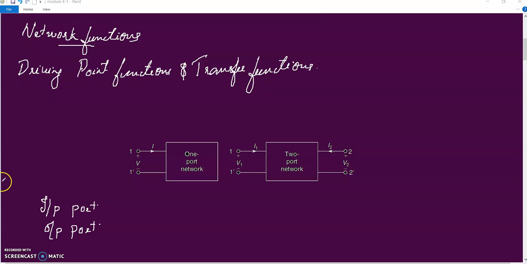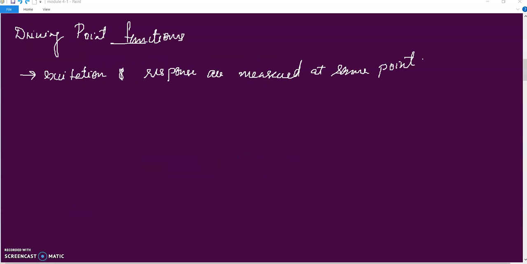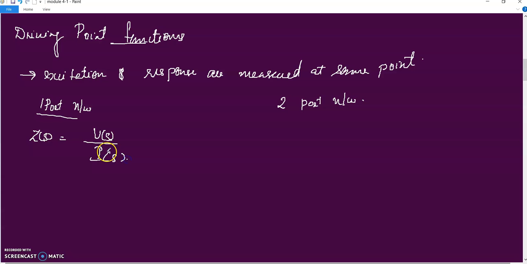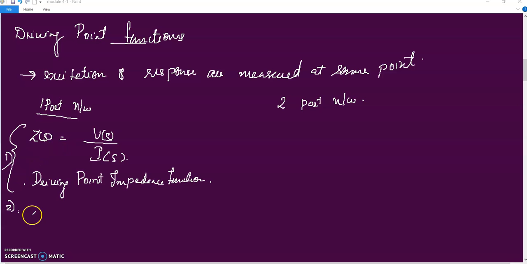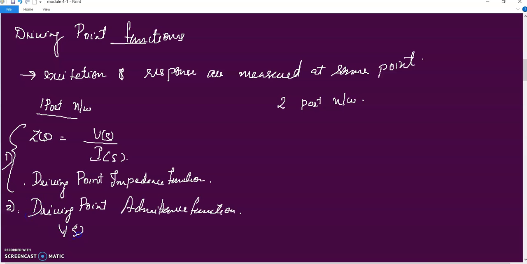First let us see driving point functions. For driving point functions, the excitation and response are measured at the same point. It can be specified for one-port network and two-port networks. For one-port network, we can write Z of S is equal to V of S by I of S, and this is called driving point impedance function. The second one is driving point admittance function, Y of S is equal to I of S by V of S. These are the two driving point functions for one-port network.